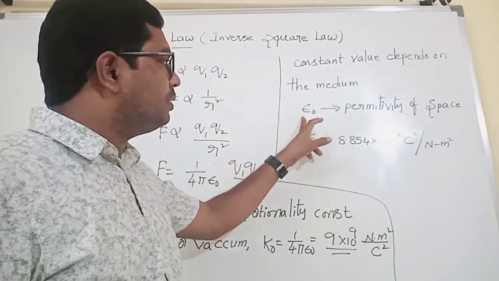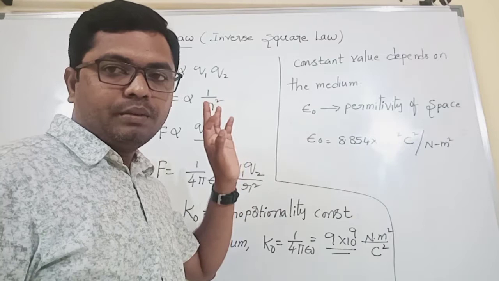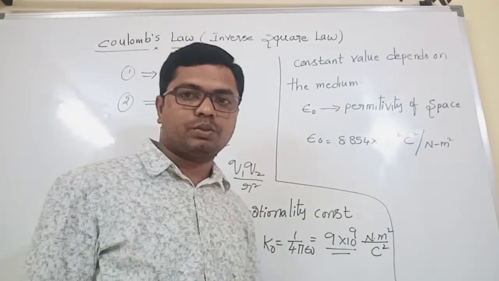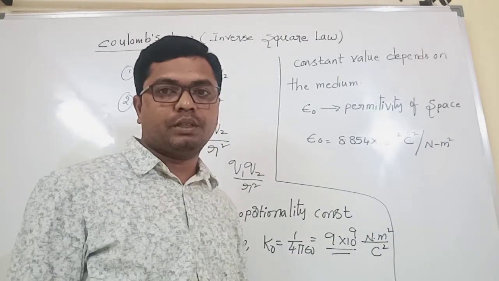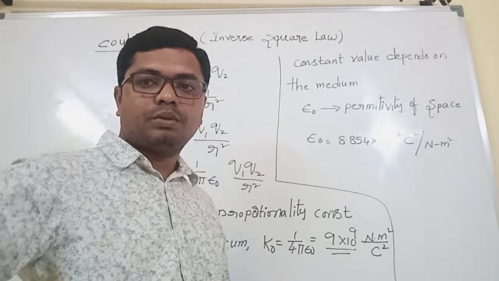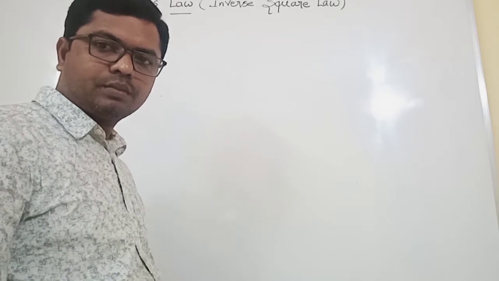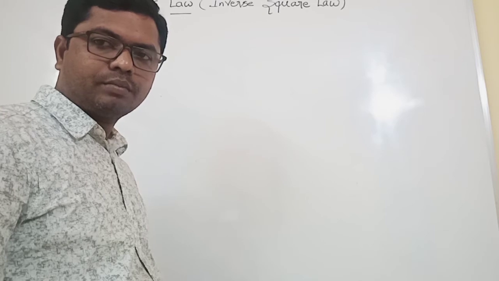Now here epsilon naught is called the permittivity of the space. Its value is 8.854 into 10 to the power of minus 12 coulomb square per Newton meter square. That is called the permittivity of the space. Later we will discuss the permittivity also. As of our discussion, we discussed epsilon naught also. Its value is 8.854 into 10 to the power of minus 12.